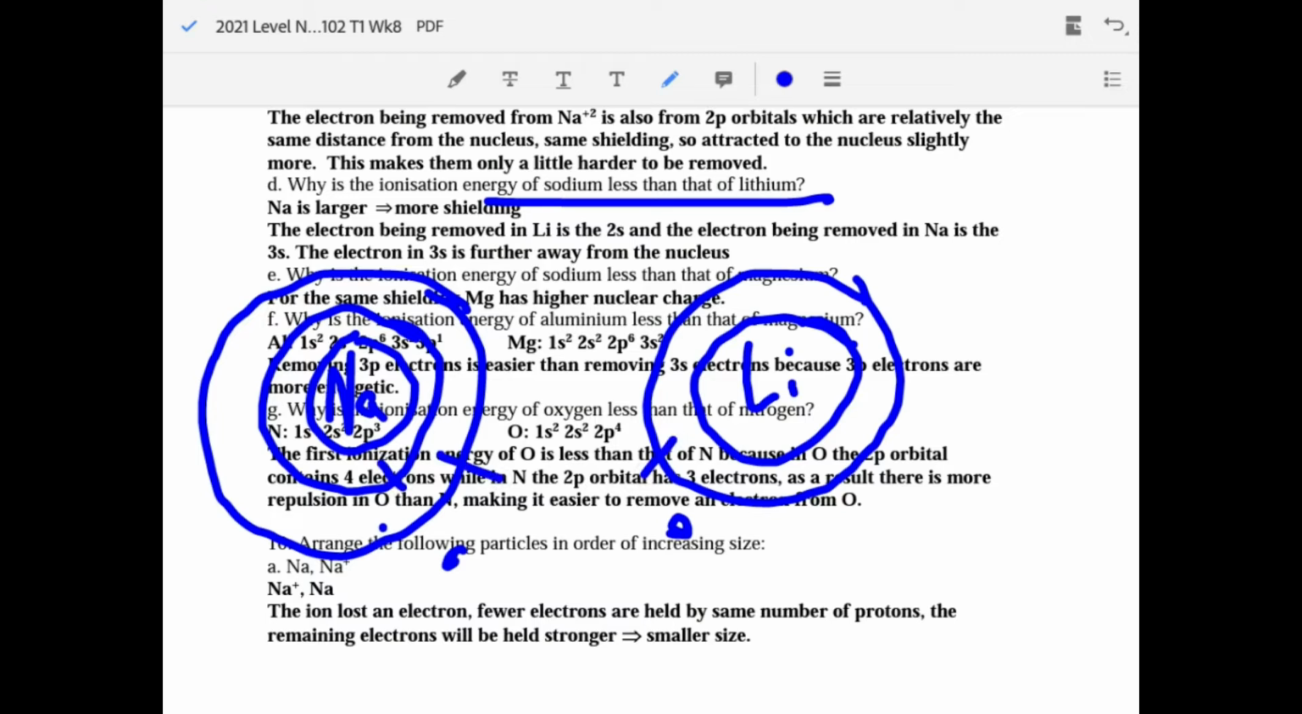This is the actual nucleus. The last one is the nucleus. So here there is one shell between the valence and the nucleus. Here you have 2 shells. So that's why lithium is strongly bonding this electron. It has a higher bond, so it takes more energy to remove this.